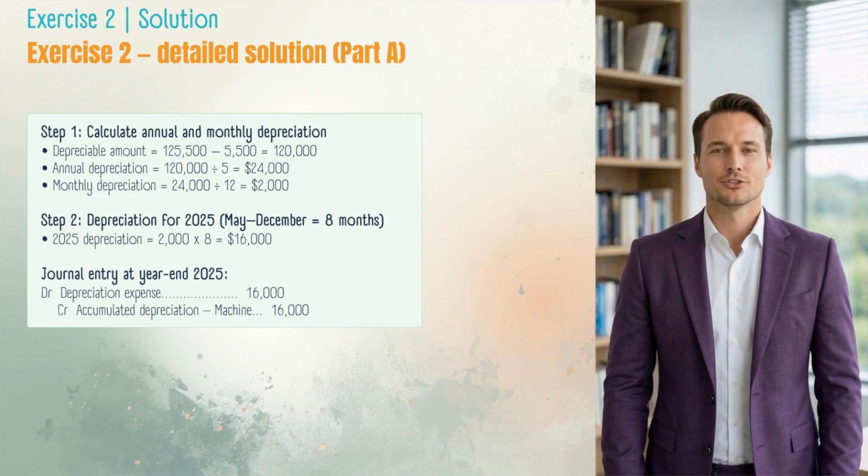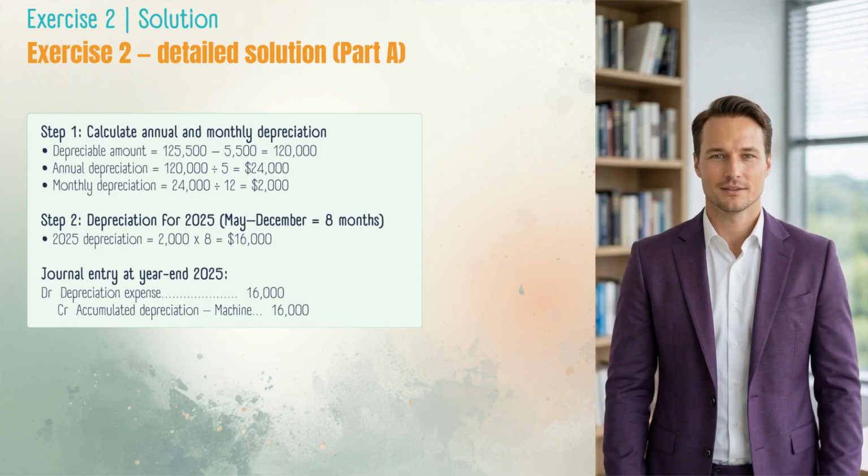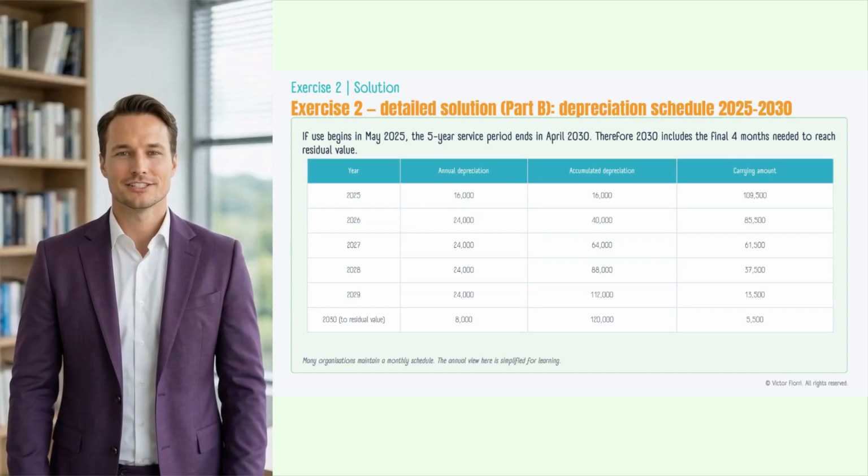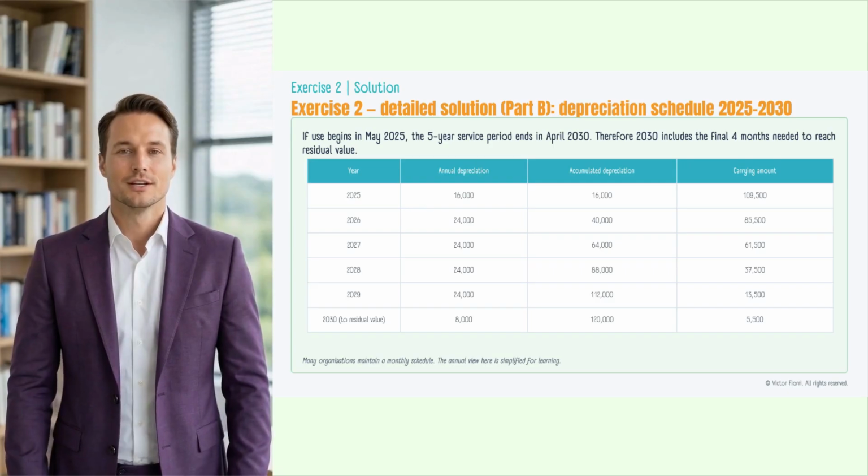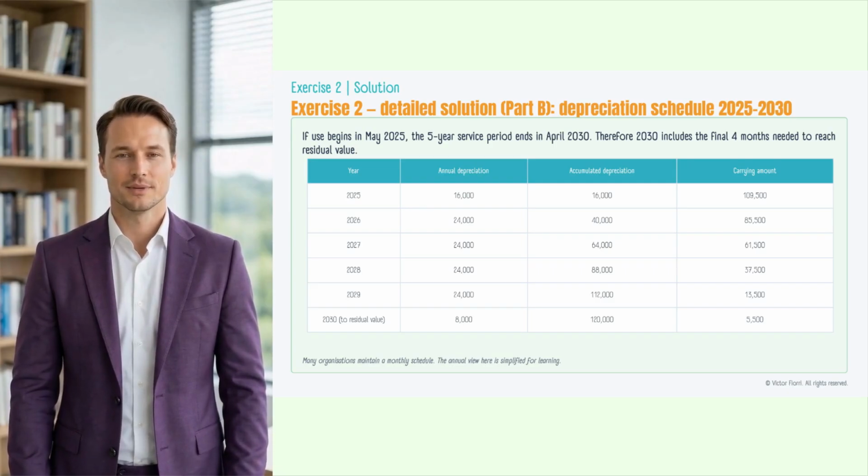A common mistake is to count the months incorrectly, especially when the start date is at the beginning of a month. A practical tip is to list the month names one by one to avoid accounting error. Here we see the full depreciation schedule for the partial year example. Because use begins in May of the first year, the 5-year service period does not end at the end of the 5th calendar year. Instead, it extends into the following year, and the final period includes only the remaining months needed to bring carrying amount down to residual value.